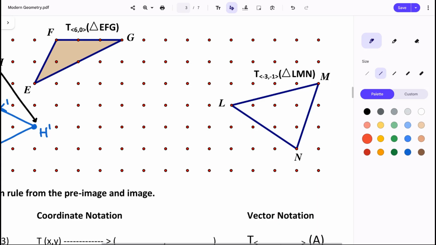Okay, let's talk about these. For that first one, triangle EEF, what direction did you guys move? Right. Did you go up or down at all? No, because the Y is a 0. So you just needed to move all these points 6 to the right.